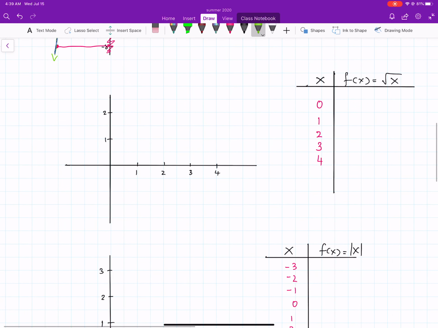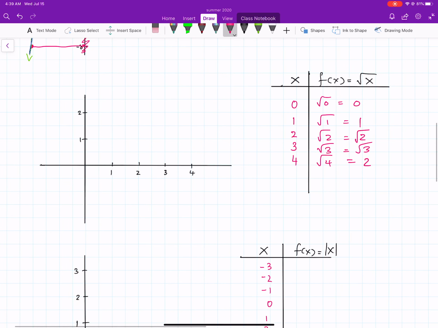So the next one is a square root, and one of the things that we know is that it cannot have a negative number, so I can't even look at the negative side of the real number line, but I can start with 0. So what is the square root of 0? You end up with 0. Square root of 1 is 1. Square root of 2 is square root of 2. Square root of 3 is square root of 3. And square root of 4 is 2. All right. So clearly, you can see that I have some really interesting points that I can look at.